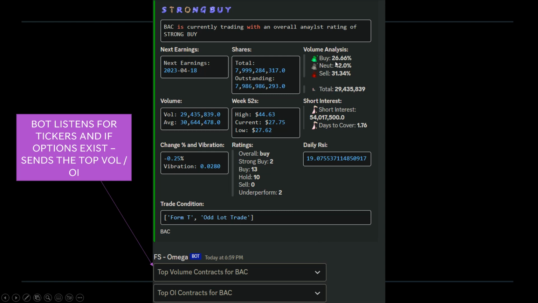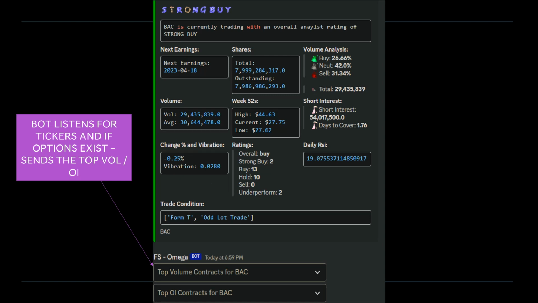So you can easily see here that the underlying on Bank of America traded at 26.66% buy, 42% neutral, and 31.34% sell volume today, with a total of 29.4 million. You also will have short interest with days to cover, the daily RSI. I'm going to clean up that decimal point, don't worry. The overall ratings, of course, and then your change percent on the day and your vibration ratio.